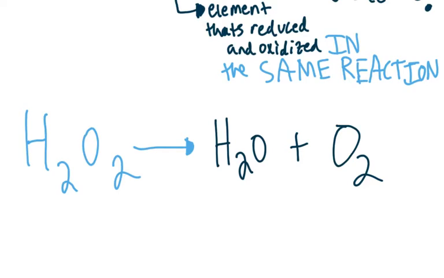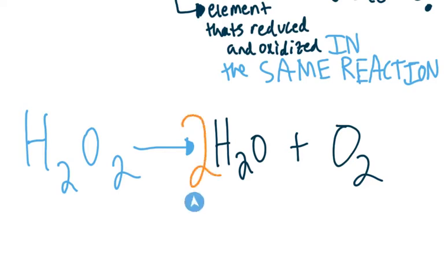That's the only thing we have to balance. If we look at this, we have 2 oxygen atoms on the reactant side, and we have 3 oxygen atoms on the product side. And we have 2 hydrogen atoms on the reactant side, and 2 hydrogen atoms on the product side. So all we have to do is add a 2 over here.